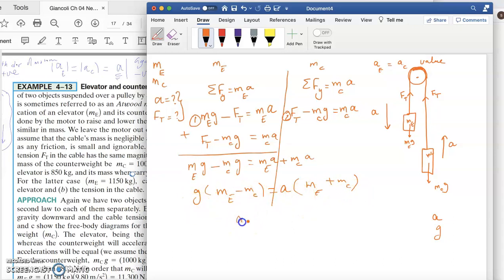G is known. What is the value of A in meters per second squared? Don't memorize these kinds of formulas. It will be wrong if we switch directions or something. And then how to find the tension? You just choose any of them, equation 1 or equation 2. A is known, ME is known, G is known, so you can find FT, and it will be in Newtons. All right? And that's it.